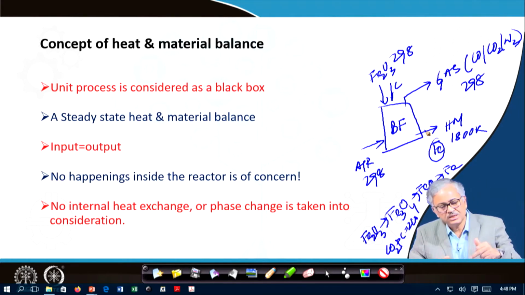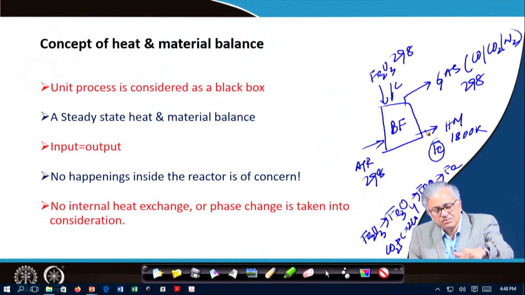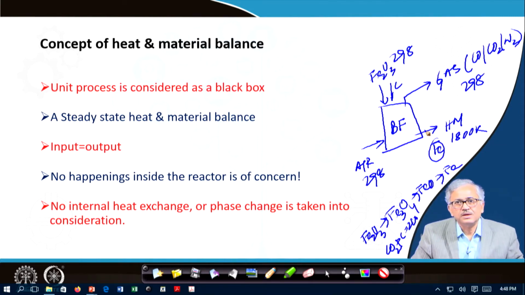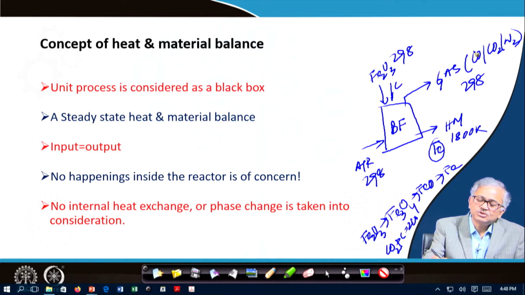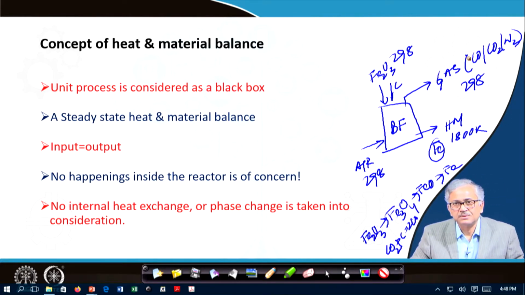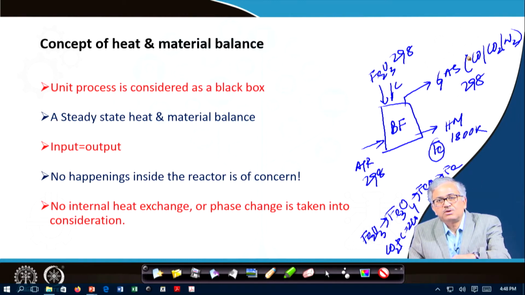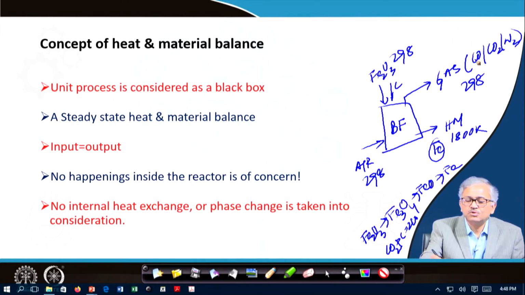What I am concerned with is that my Fe2O3 is in, carbon is in, iron is out, and the gas is out, and the gas is CO and CO2. So, if I want to make a heat balance, then what I will see is the fraction of CO and CO2 in the exit gas. So, that much oxidation has taken place.